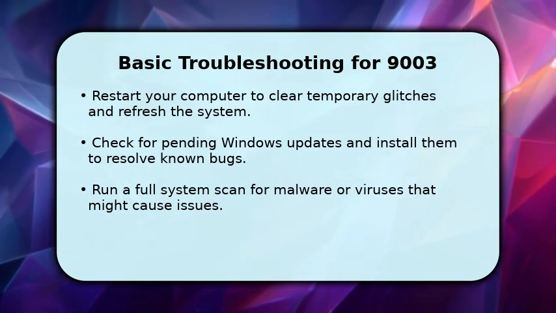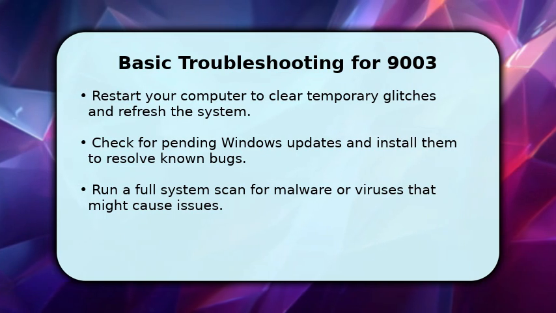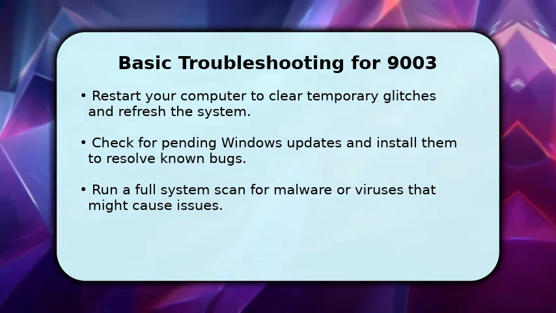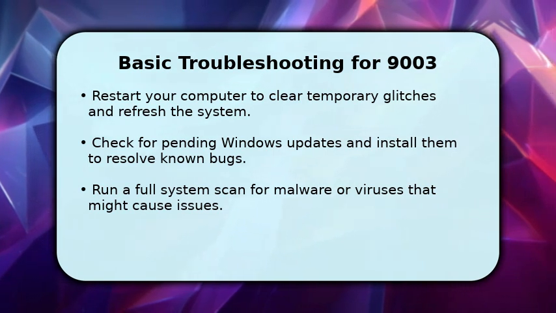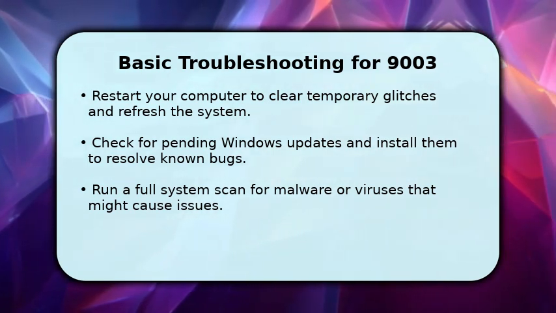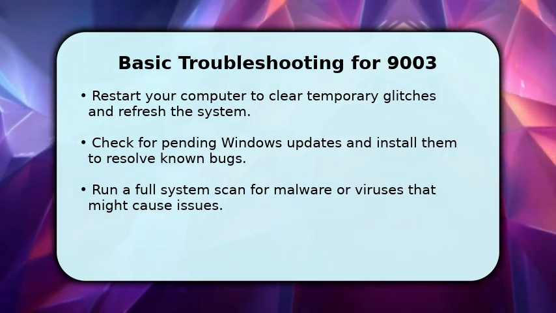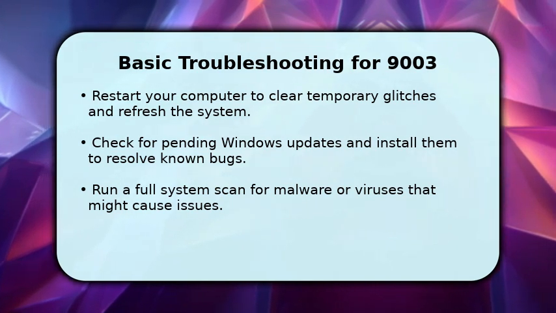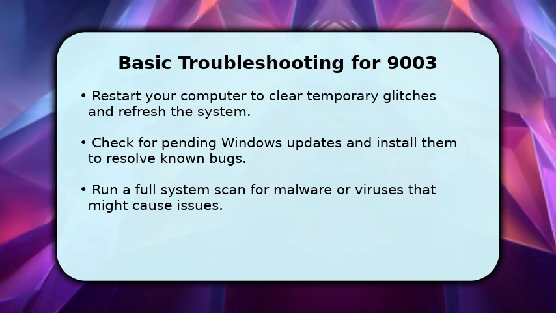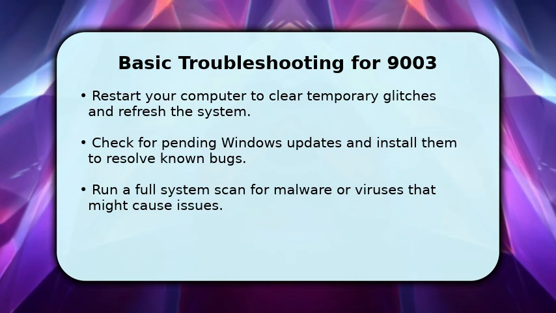First, let's cover some basic troubleshooting. A simple restart can often resolve temporary software conflicts causing error 9003. Next, ensure your operating system is fully updated. Microsoft frequently releases patches that fix various system errors. Finally, perform a thorough scan for any malicious software. Viruses or malware can corrupt system files, leading to unexpected errors like this one, so it's a vital step.